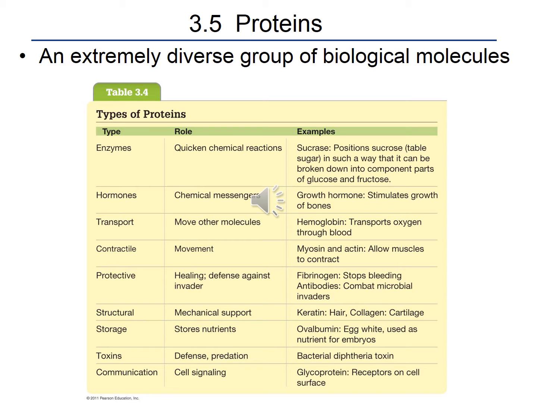So you've been introduced to proteins, but as far as proteins go, when we look at biological molecules, these are by far the most diverse of all of those biological molecules. Everything from the action of enzymes clear down to communication with cell signaling. These molecules, these macromolecules, are involved in so many things with the cell.